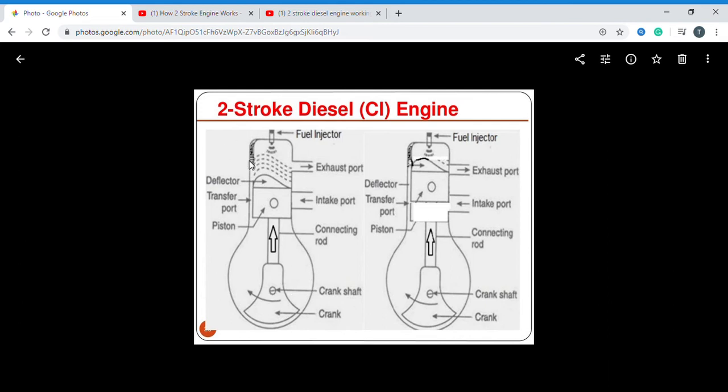Here one thing I'm telling you: the diesel engine is generally called a compression ignition engine or diesel cycle engine. In the diesel engine, we have the fuel injector instead of the spark plug that we have in the petrol engine. Through the intake port, only air enters the cylinder. If you observe the two-stroke petrol engine, through the intake port the air and fuel mixture enters. In the diesel engine, only air enters.